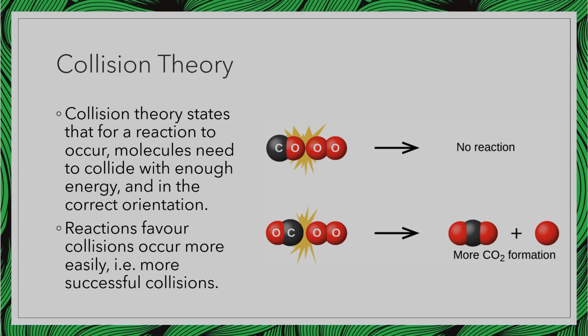Now, the thing with collision theory is reactions favor the collisions that occur more easily. So if there's more successful collisions, faster reaction rate, more reaction occurs, basically. Okay, there's lots of different things that can increase your reaction rate. So that increases the collisions. So if you increase the concentration, you increase the collisions. If you increase the temperature, you're increasing the energy, increasing collisions or successful collisions. And there's a few other things that you can go back and revise.